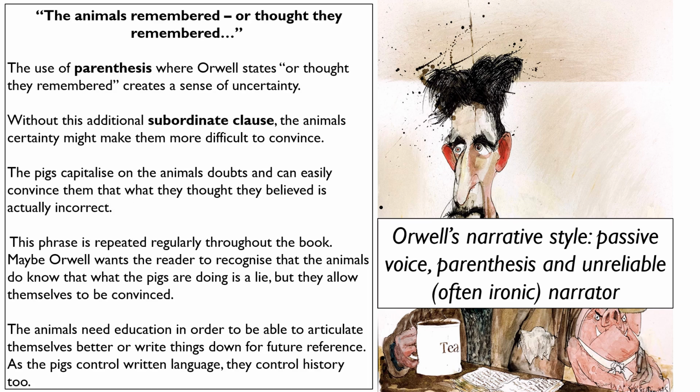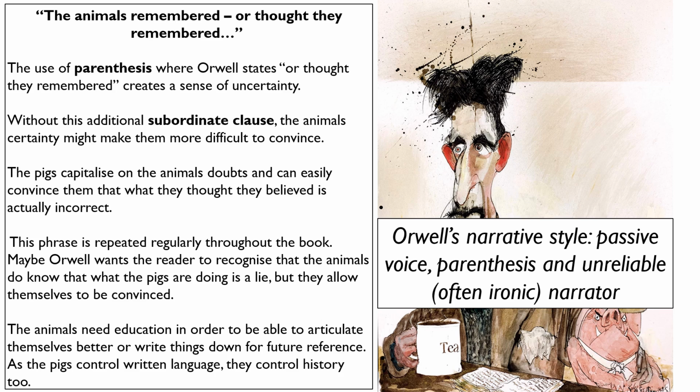The next technique we're going to talk about is Orwell's use of parenthesis, which is where you use brackets, commas, or dashes to move a part of the sentence into a subordinate clause, almost like you're moving it to one side and it's almost a secondary piece of information. "The animals remembered, or thought they remembered." So in that statement there, that "or thought they remembered" creates uncertainty, a sense the animals aren't really sure.